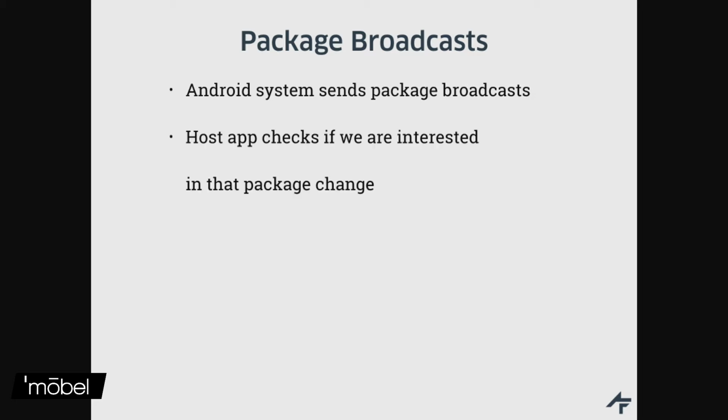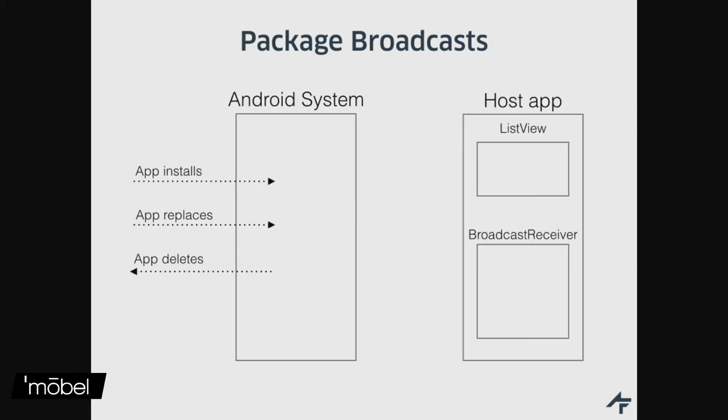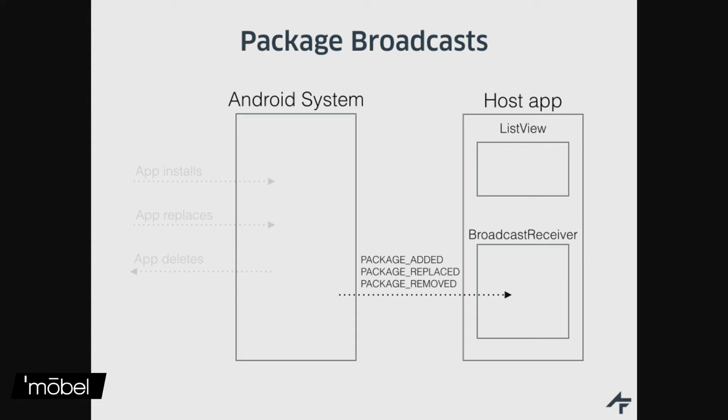So in the host app, we can check for those broadcasts, and then we can update a live list of plugins using the same search mechanism that we just saw. So an app gets installed, an app gets replaced, an app gets deleted. The Android system knows that, and it's going to send a broadcast. And our host app is going to catch those broadcasts with a broadcast receiver, and it can update, for example, a list view or a recycler view with new information. Some code for that as well.